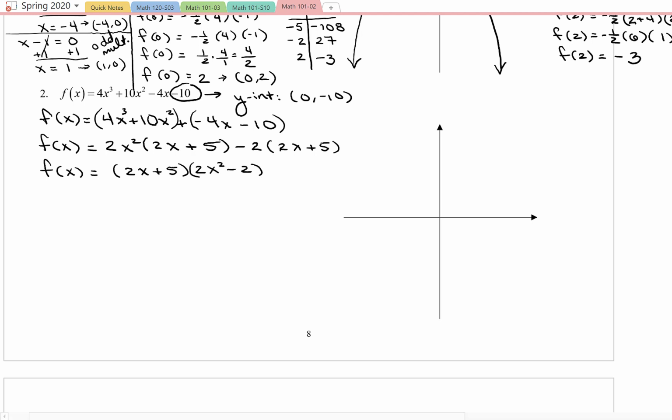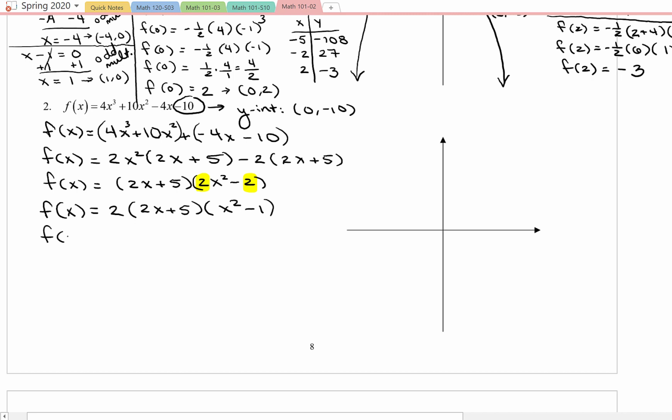Doing this factoring, I'm noticing here that there's a common factor of 2. That means because there's a common factor of 2 within one of these factors, there was a common factor of 2 at the very beginning that I just missed. You could have factored out this 2 from the very start. And then I've got the difference of 2 perfect squares, so I can factor this even more. So finally here, I have the factored out version of this polynomial function.